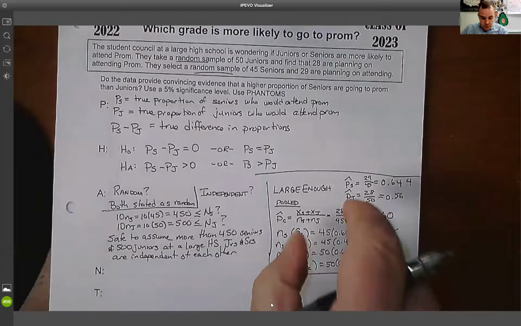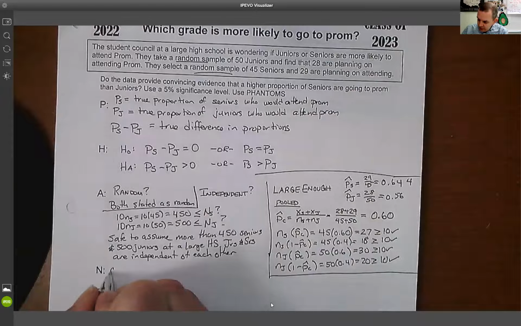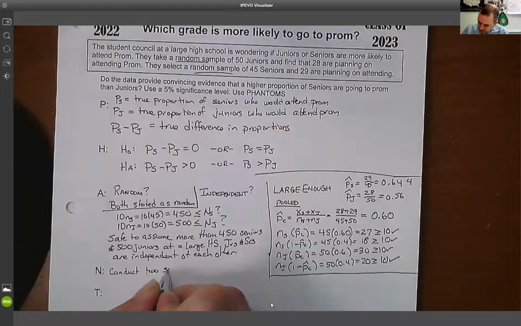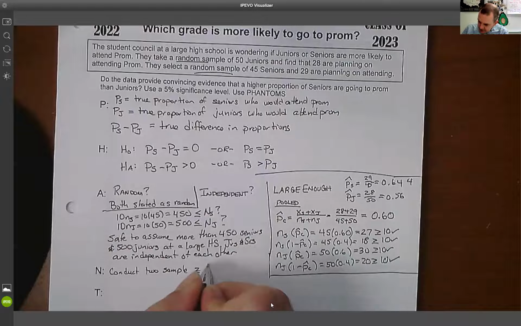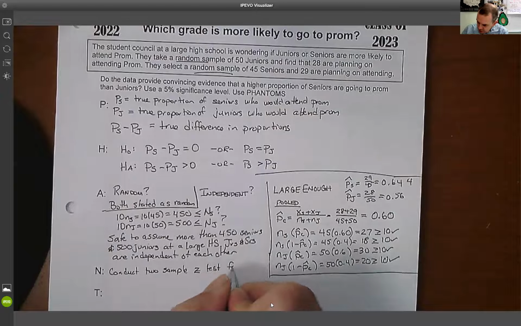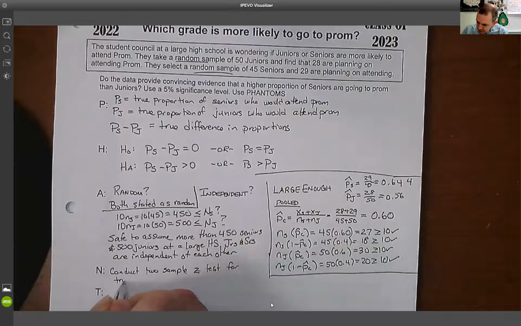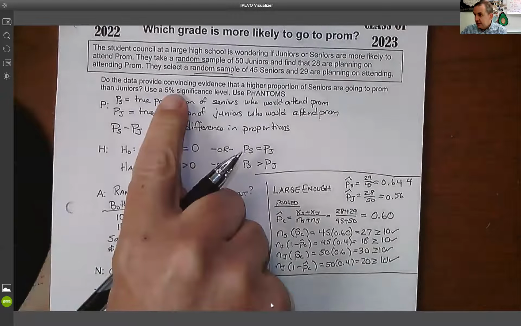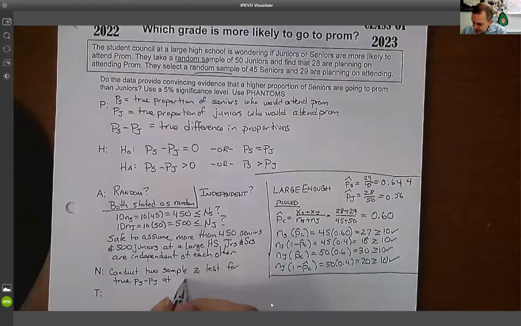That's something new. And now, in part N, we are going to conduct a 2-sample z-test for true p_S minus p_J at, and in this case, it says 5% significance, at alpha equals 0.05.